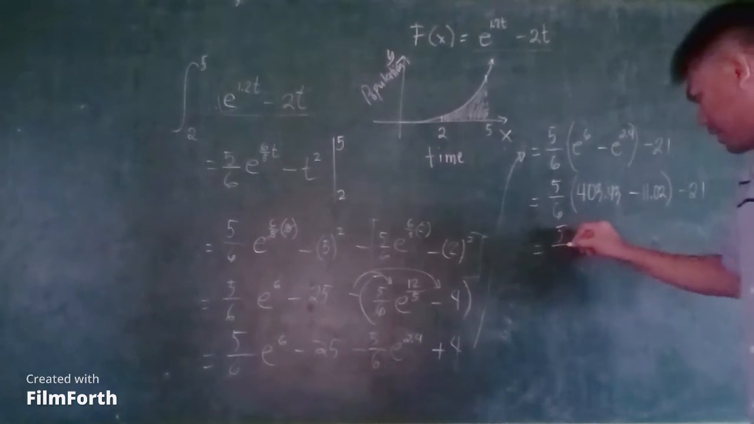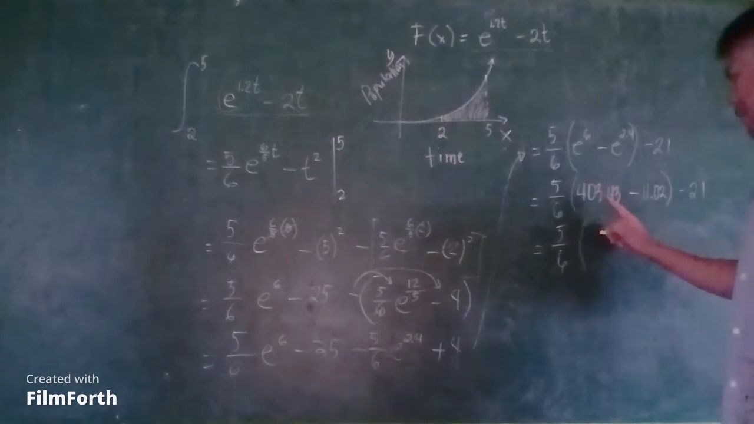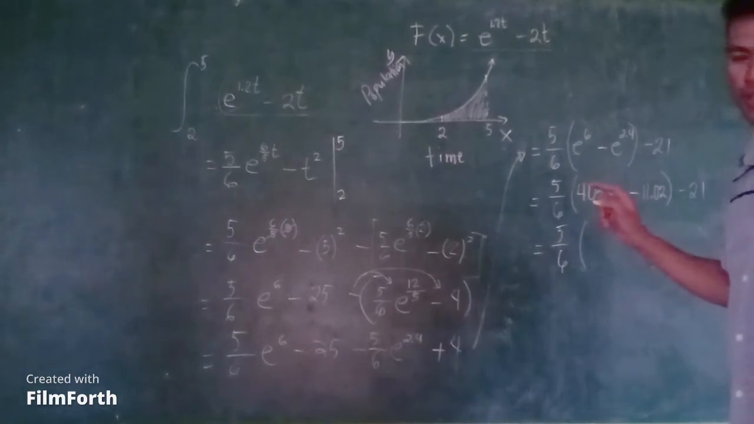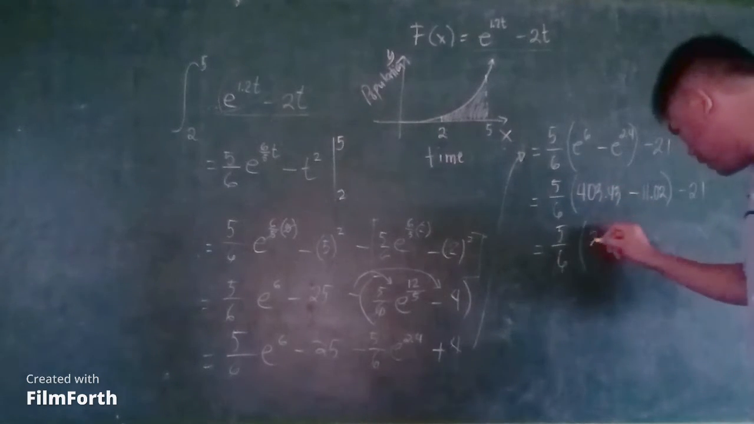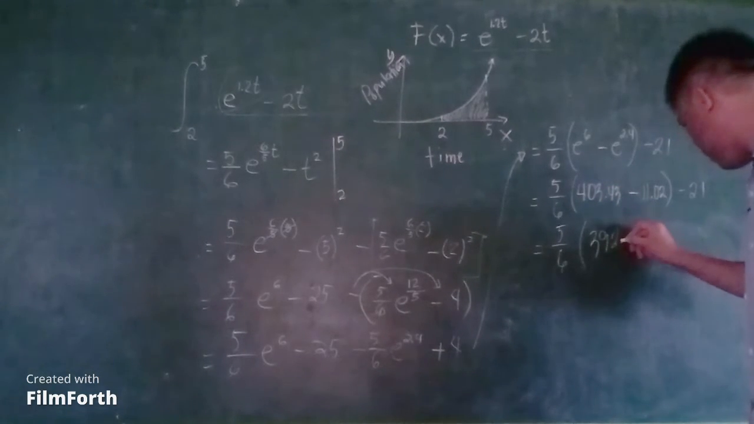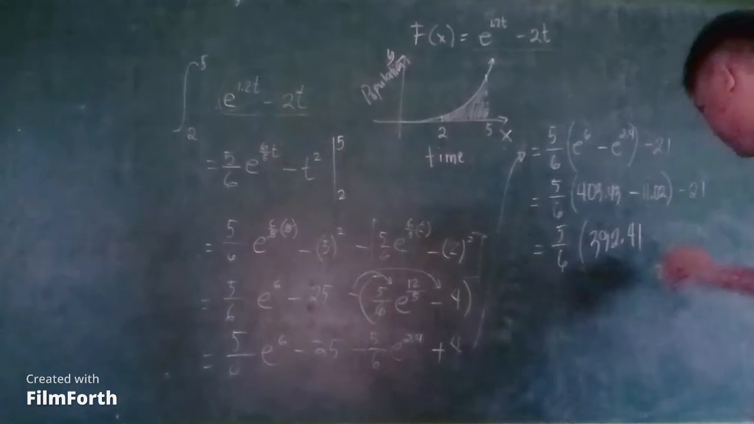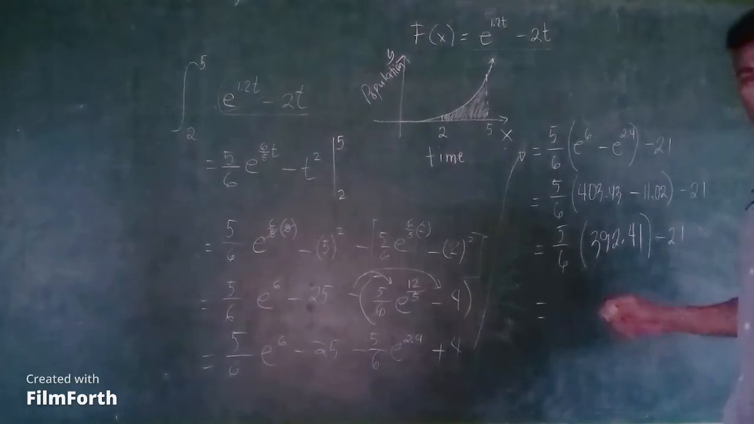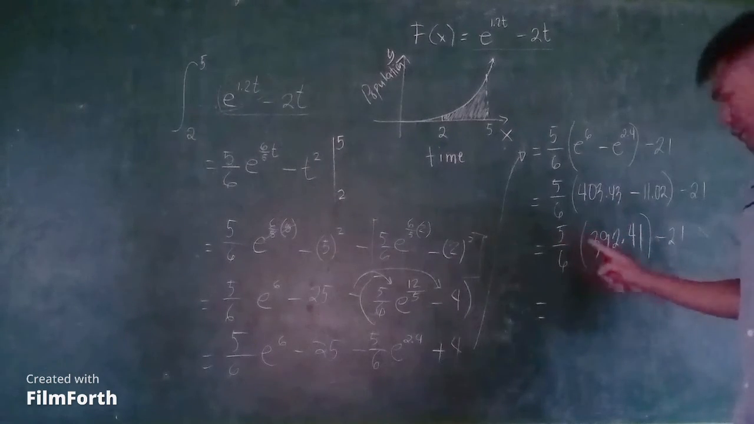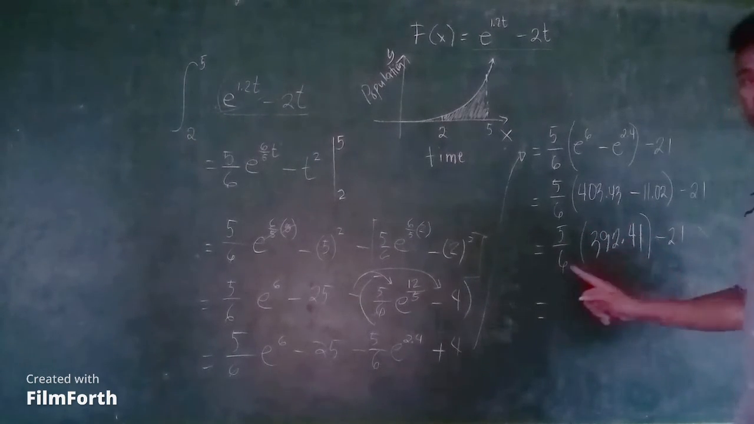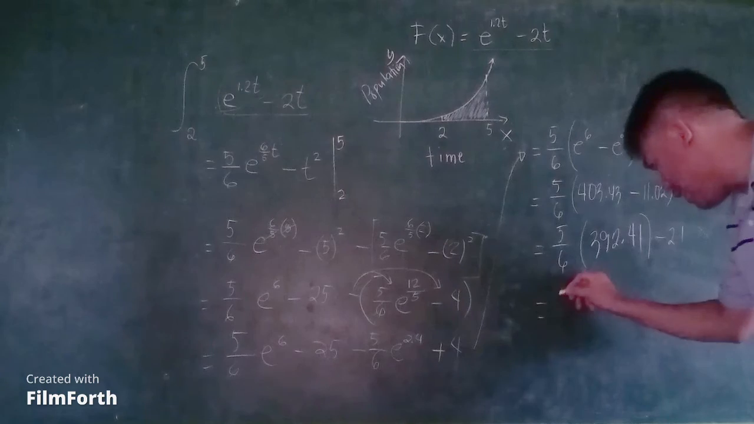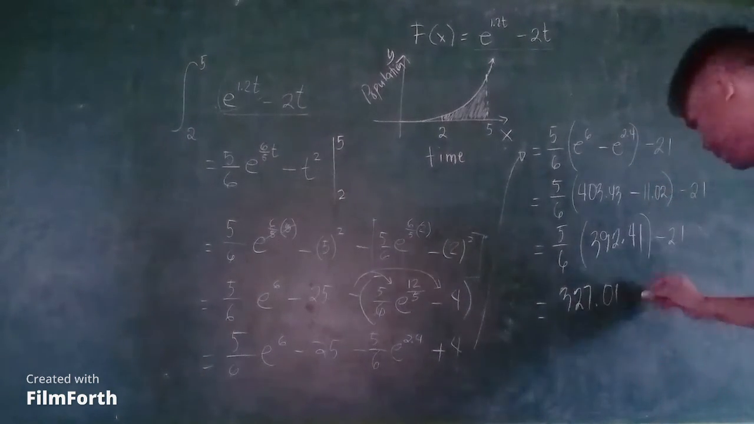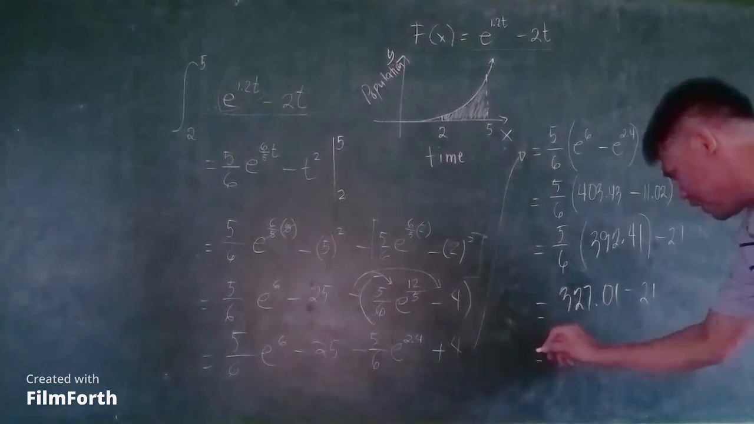Next is minus 21. Next, 5 over 6, copy. 403.43 minus 11.02 is 392.41. Then minus 21. Next is multiply 5 times 392.41 divided by 6. The answer is 327.01. Then minus 21.